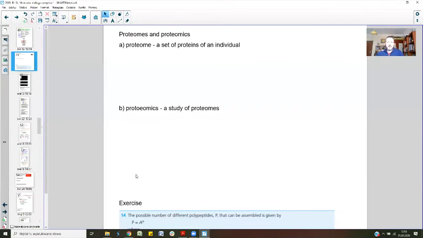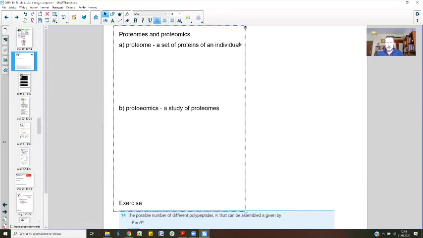One more thing must be added to our lesson about proteins. It's proteomes and proteomics. What's a proteome? A proteome, a word very similar to genome. Probably you've heard about genome, which is the total DNA in an organism. It is a set of proteins of an individual. What is specific to proteome?